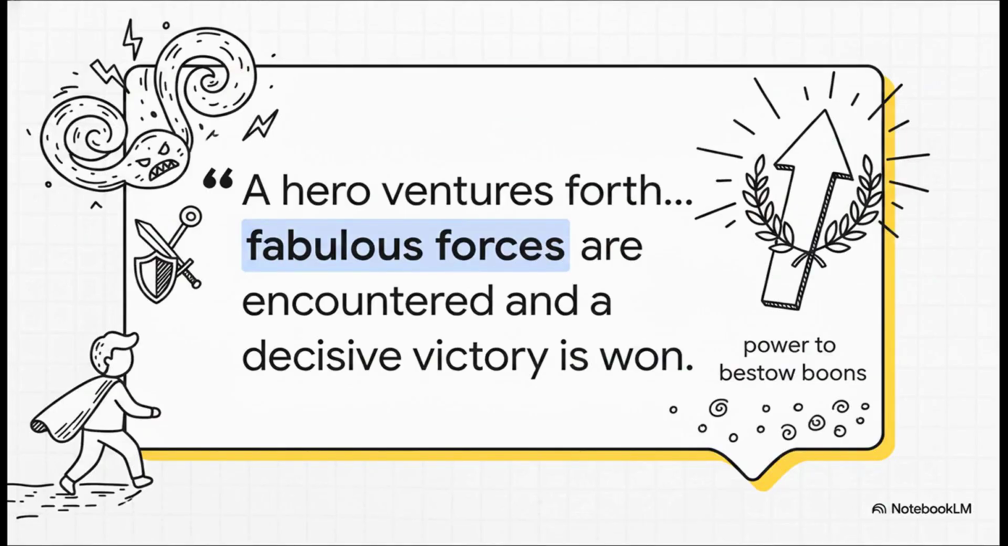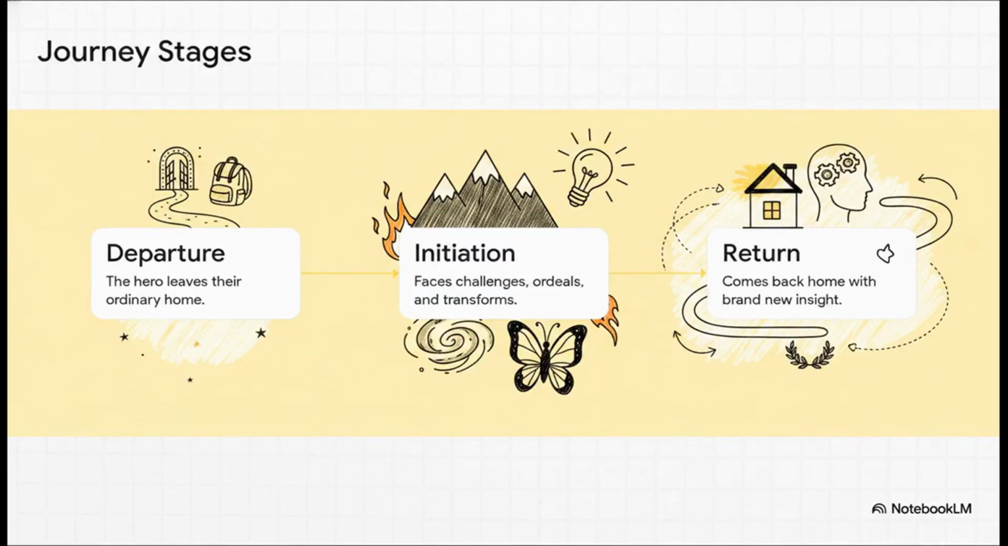At its core, the hero simply leaves their ordinary life, faces a bunch of trials in an unknown world, and then returns home fundamentally changed, carrying some kind of new wisdom. You'll often see the monomyth visualized as a giant, complex circle. But honestly, it can be broken down into 3 core, highly manageable stages, just so you don't feel overwhelmed.